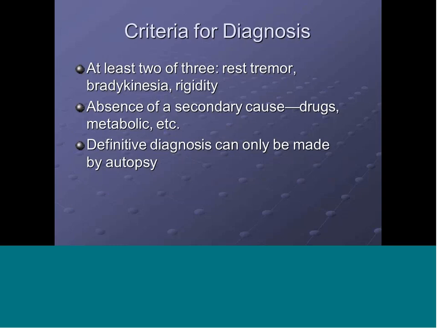The basic criteria: at least 2 of the 3, resting tremor, bradykinesia, and rigidity. The most important of these 3 would be bradykinesia. There must be absence of any secondary cause, such as drugs, which include neuroleptics and antipsychotics. A common GI medicine is metoclopramide, which we see quite a bit. And the definitive diagnosis can only be made by autopsy.